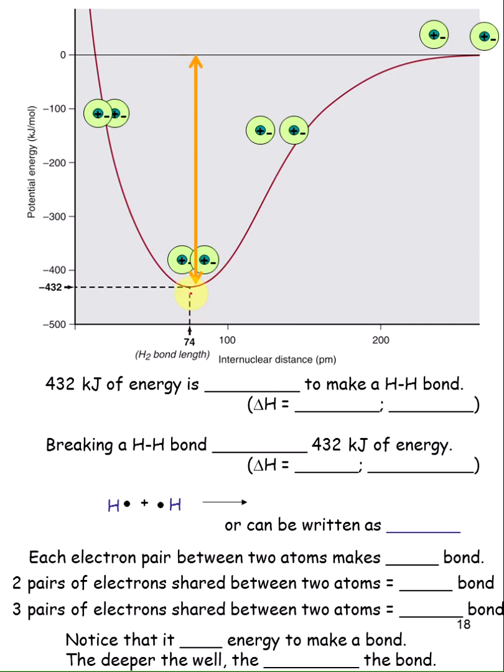And that 74 picometers corresponds to a bond energy of 432. So when the hydrogens come together and make a bond, it releases 432 kilojoules of energy per mole. So 432 kilojoules of energy is released to make a hydrogen-hydrogen bond. And in that case, since energy is released, delta H is negative. And since the energy is released and negative, that is an exothermic reaction.